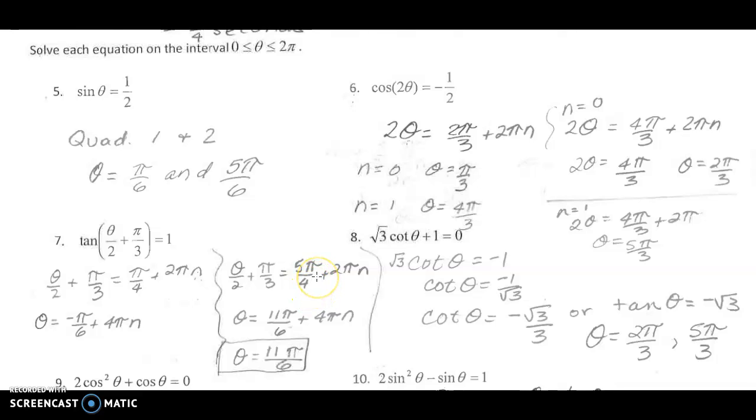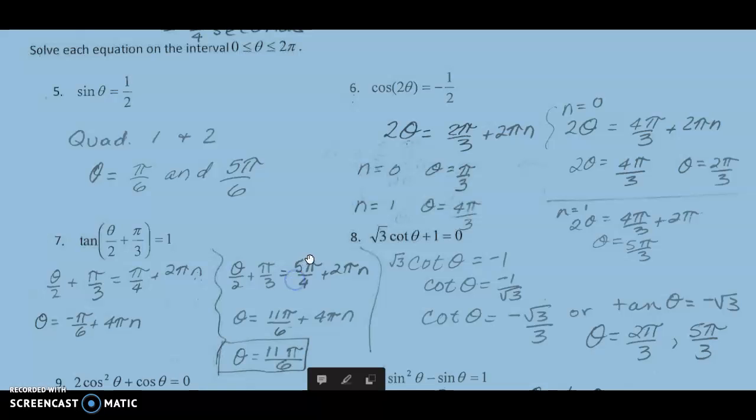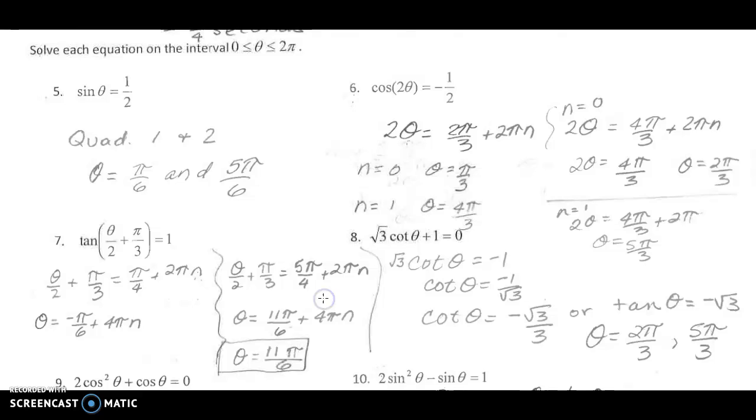steps to the 5 pi over 4, which is another angle whose tangent is 1, an angle whose y value divided by x on the unit circle equals 1. Then we subtract pi over 3, multiply by 2, and you get 11 pi over 6. Again, ignore this 2 pi n and this 4 pi n.